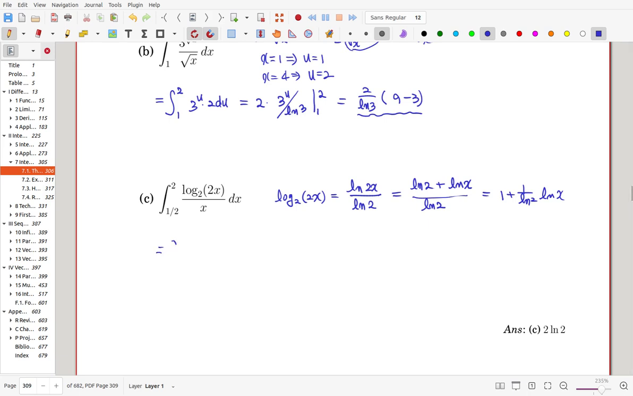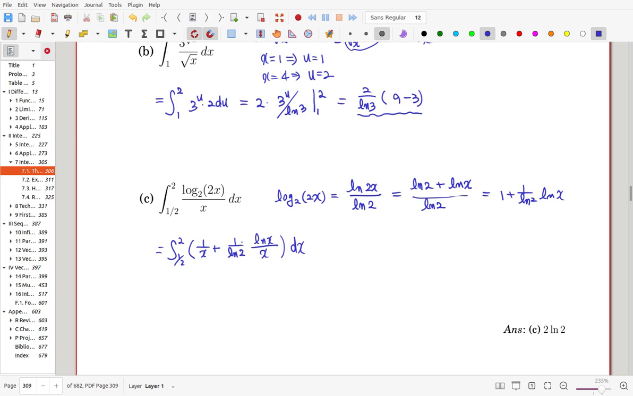Okay, so the given integral can be changed in this way. That is the same as the integral from half to 2 of 1 over x, plus 1 over natural logarithm of 2, I'm sorry, that is the constant natural logarithm of 2 on the bottom, and then natural logarithm of x divided by x dx.